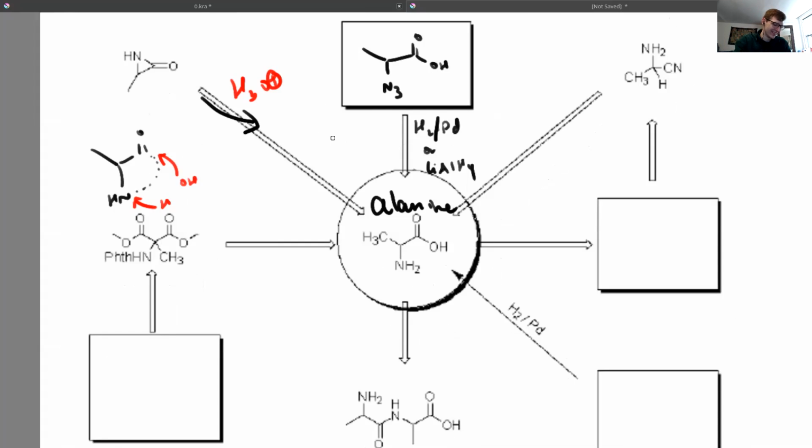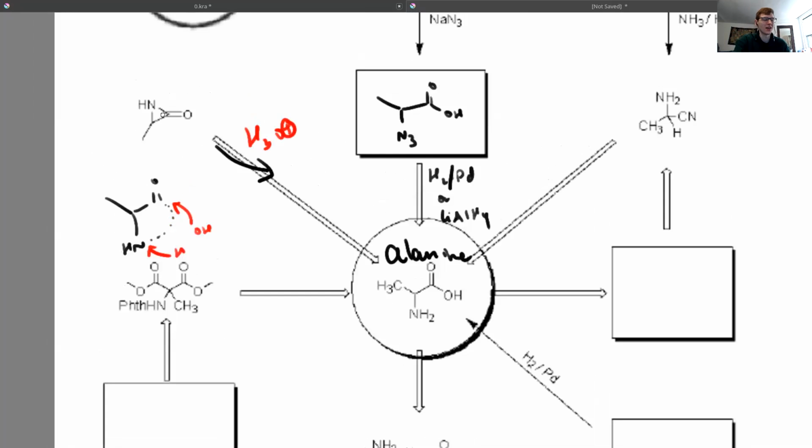Yeah, acid. And it works nicely too because this is really ring strained, so you wouldn't need a lot of energy to stick water in. Yeah, it just pops open.